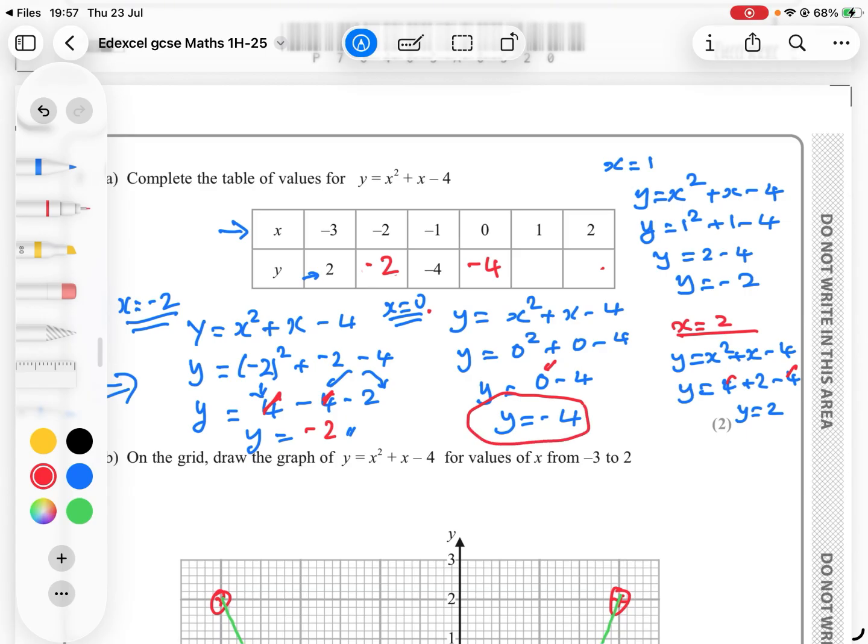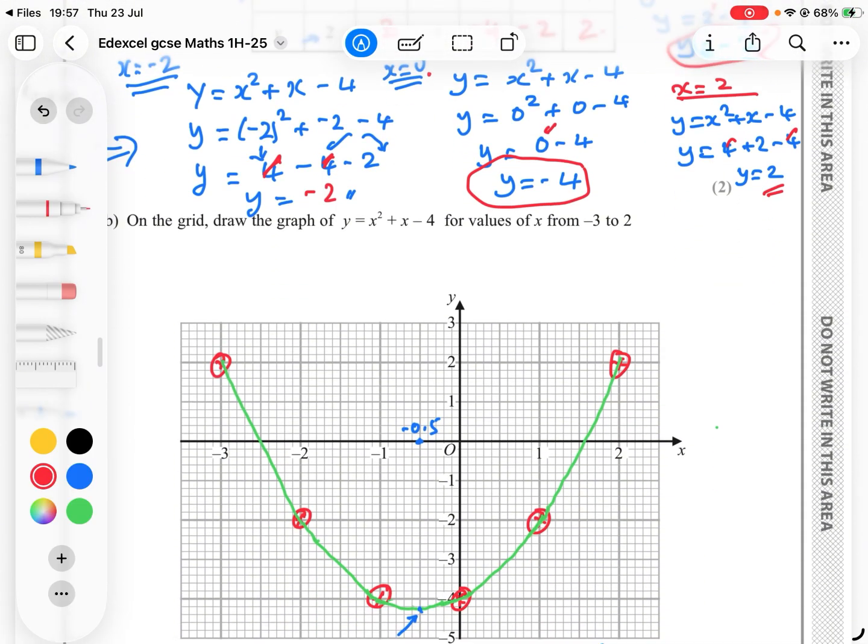Then you need to substitute x for 1. So 1 squared plus 1 take away 4. 1 squared is 1, 1 add 1 is 2, 2 take away 4, minus 2. So you need to put minus 2. Then you have to substitute x for 2: 2 squared is 4 plus 2, 4 add 2 is 6, 6 take away 4, so y equals 2. So I can fill that in now.